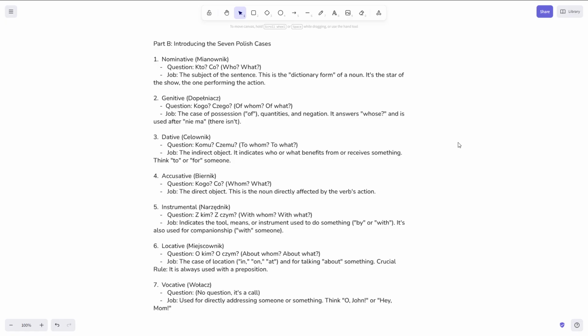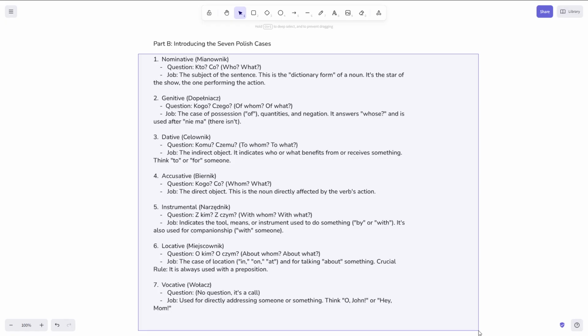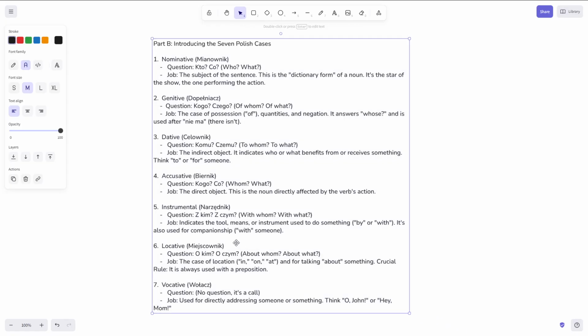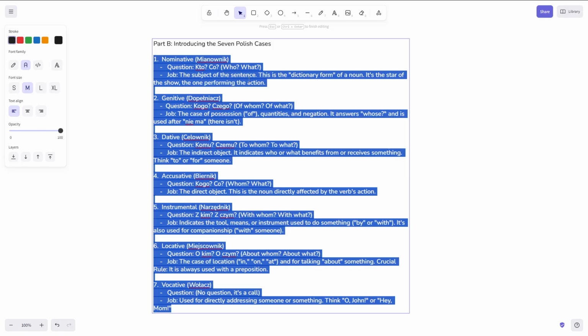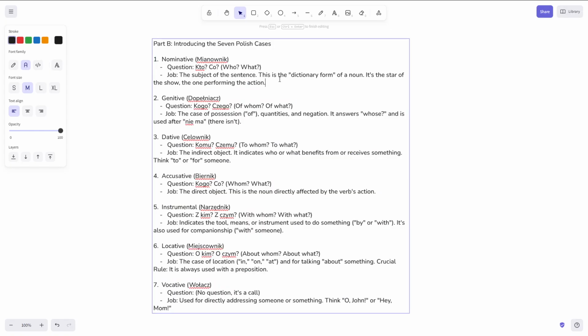We're not going to be talking about particular endings or how to construct these cases, okay? We're going to be diving into every case in a separate video. Right now, you just have to know that there are 7 Polish cases, which means that there will be 7 possible different forms for every noun in the Polish language, okay? That's it. So nominative is called mianownik in Polish.